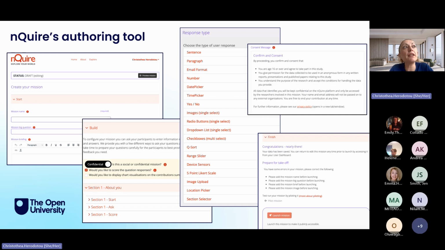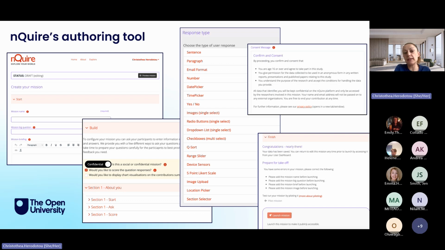In the mission briefing, we ask each study to describe the benefits to science, and most importantly, the benefits participants will have from taking part in the study. So they need to be explicit as to what I will learn as a participant if I take part in your study. Then the second step is the build, and here you are given a range of different types of answers you can use to design your study.